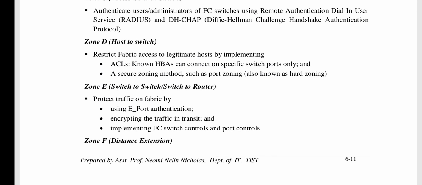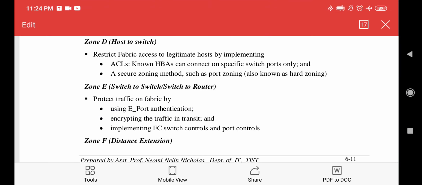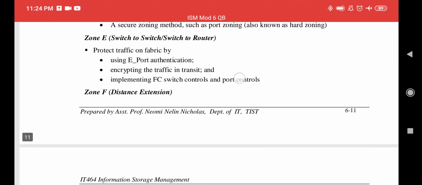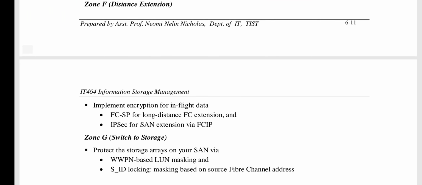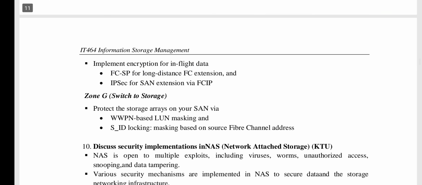Then Zone E, again, is switch to switch or switch to router, to protect traffic on the fabric by using any of these. Then Zone F is for distance extension, so it is the one that uses encryption of data in flight. Just go through it. And Zone G is for the protection of the storage arrays on your SAN.